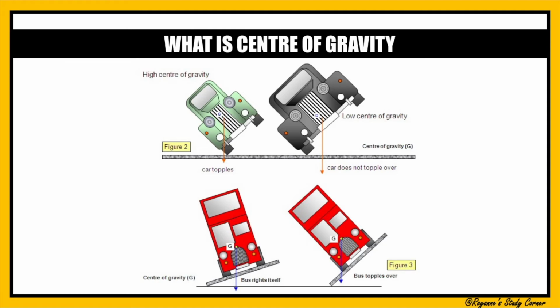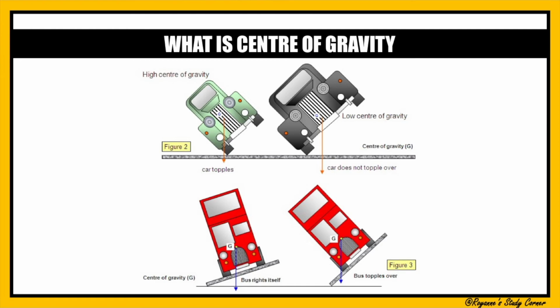Now, in the first picture, we have two cars. One has a pretty narrow base and one has a wider base. Because of the width to height ratio, it's much easier for this car for its weight to end up outside of its base and for it to topple over. But this car, because of how wide it is, will have to tilt so much more for its center of gravity to be outside of its base for it to topple over.